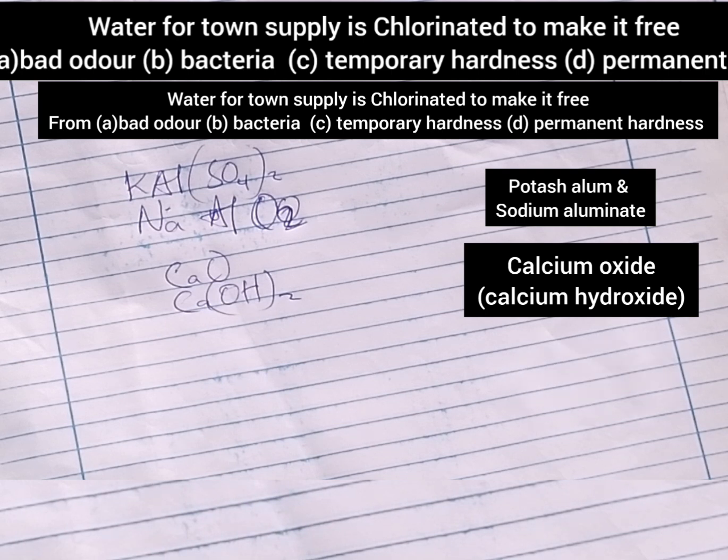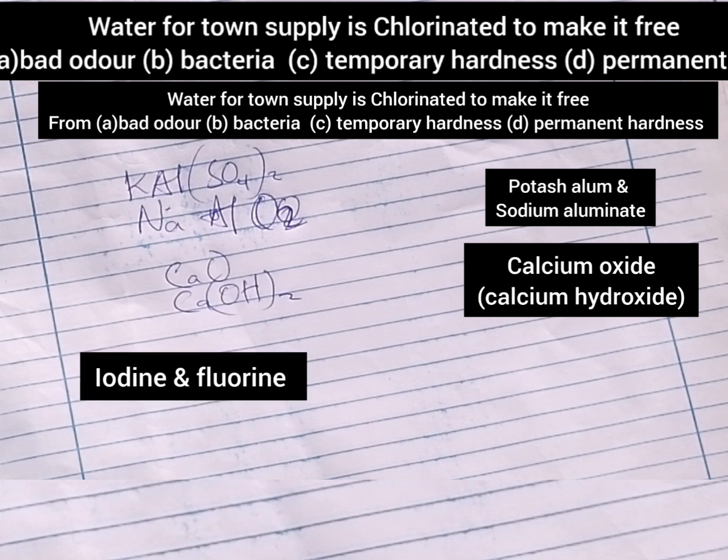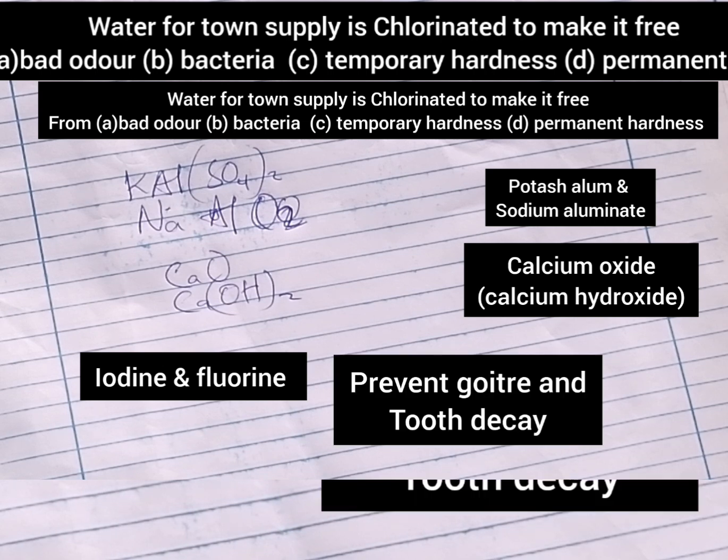Other chemicals that are added to water to be supplied to a township are iodine and fluorine. The purpose of adding iodine and fluorine is to prevent goiter and tooth decay, so that the water will not be the cause of goiter or tooth decay for the people who consume it.